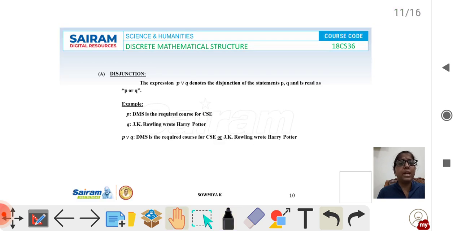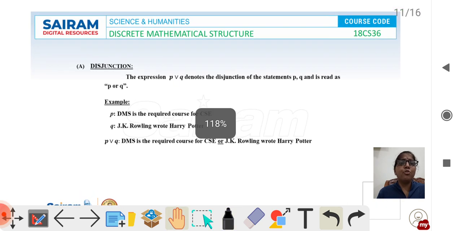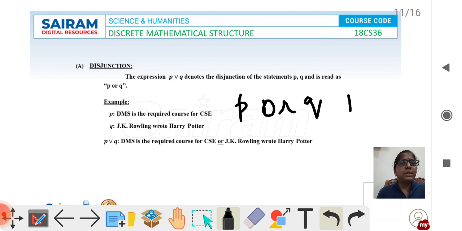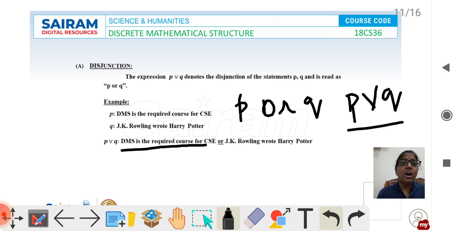Either one of them can be true. Okay, then you will get a true value. So what is the connective you will use? It is OR. P OR Q. The symbol is this cup. You have to read it as P or Q. So here what is the word you will use? DMS is the required course for CSC or J.K. Rowling wrote Harry Potter. You have to use the connective word as OR.